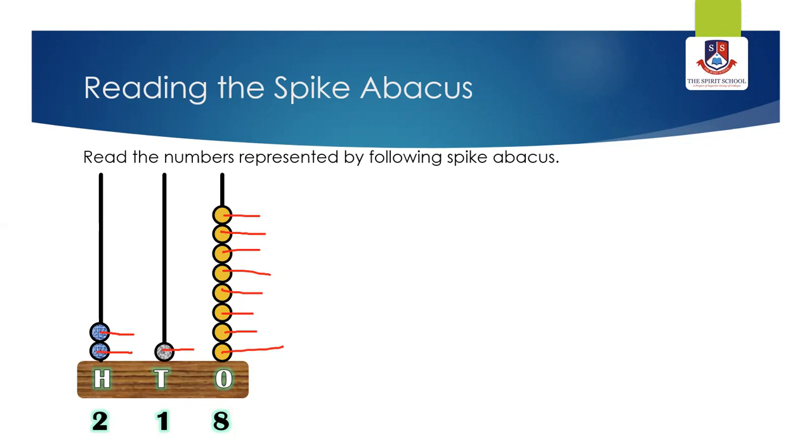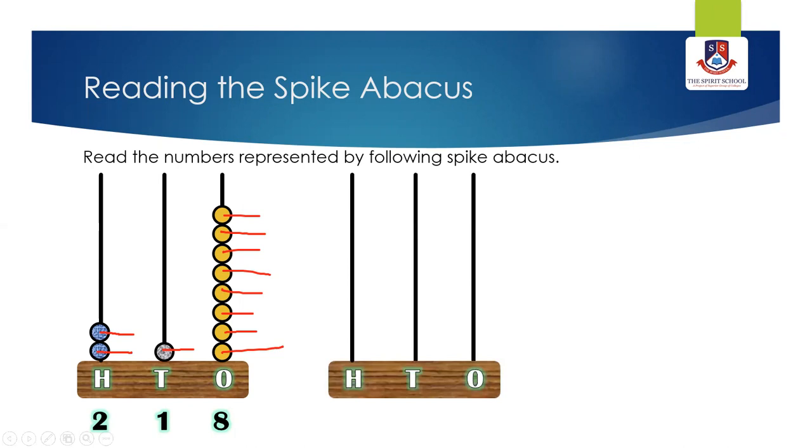So let's move on to our second spike abacus. Again, here we are having some beads at the ones place, some beads at the tens place, and a bead at the hundred place. So firstly, let us count the beads at each place. We start our counting from the ones. So here we go. One, two, three, four.